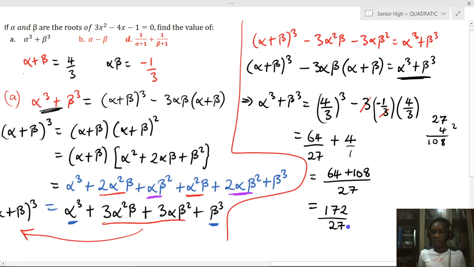Now we can check out if it can be divided. Let's see if 3 can go. If 3 goes into 27, we know it can go, but let's see if 3 can go into 172. 3 in 17 will give us around 5, remaining 2. Now 3 in 22, okay, it can go, so I think we should just leave our answer like this. So you can check out if any value again can go into the both of them.